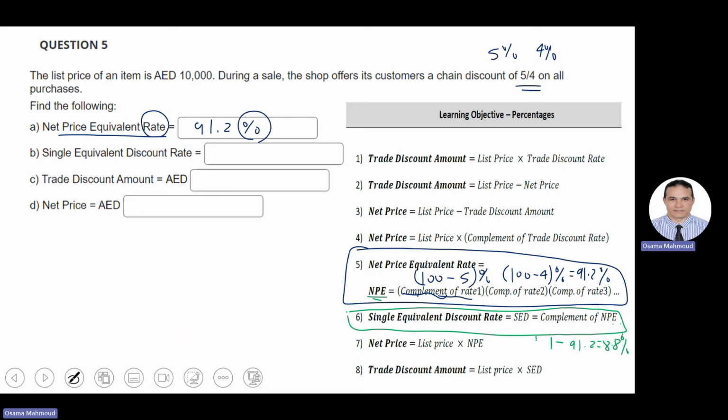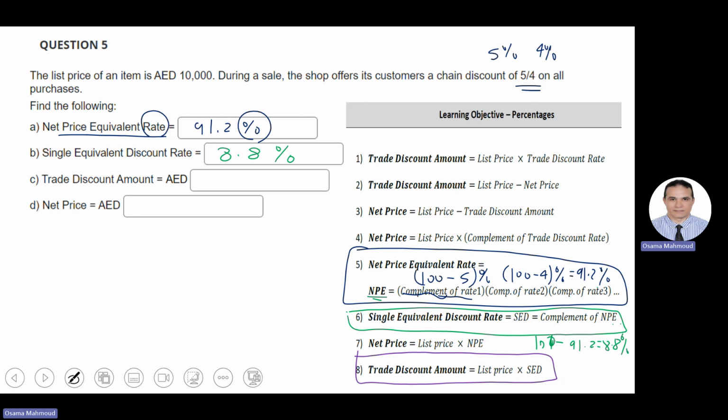Okay, so this is 100. This is what complement means, right? So it is 8.8. I do nothing, I'm just plugging the number in the formula, right? In the formula sheet. Now, the trade discount amount. Where is the trade discount amount? Here it is. Trade discount amount is here.